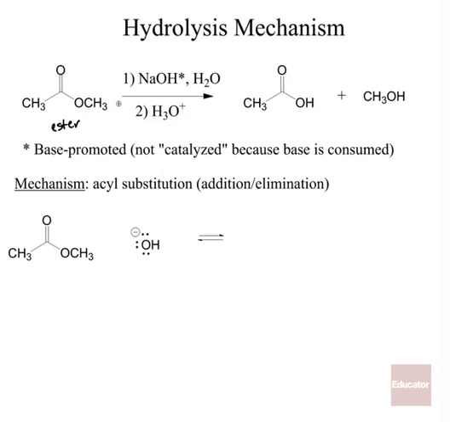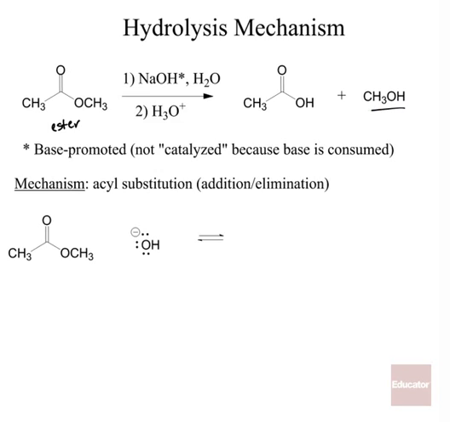Now this is another example of an acyl substitution. I hinted that that was going to be the sorts of mechanism we'll see for carboxylic acids and their derivatives. And overall it's going to be a mechanism where we do addition, elimination: addition of our water nucleophile, and elimination of our leaving group. Our leaving group is right here. We're going to be losing methanol in this reaction.